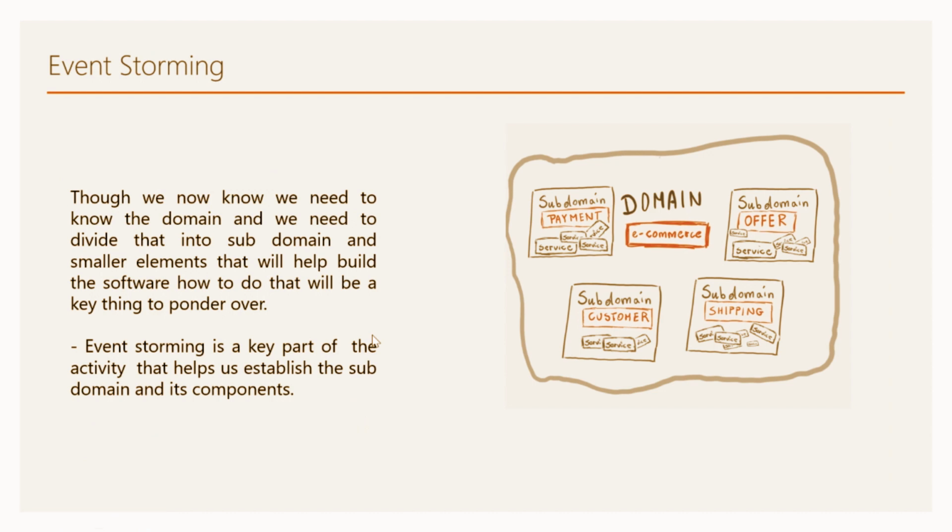Now, how do we go about identifying those smaller elements? It could be subdomains, entities, events, so many other things. How do we do that? That should be a process, there should be a way, there should be a method. That's what we call event storming. Event storming is a key part of the activity that helps us establish a subdomain and its components.